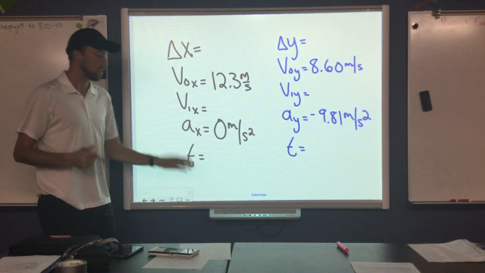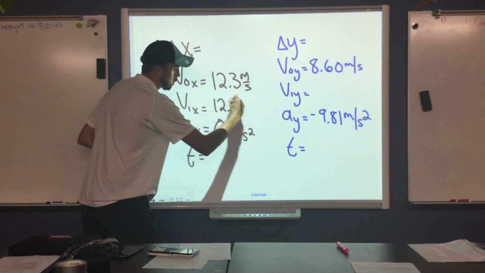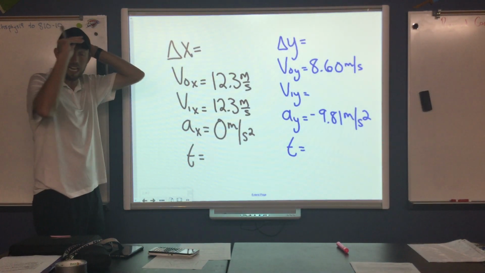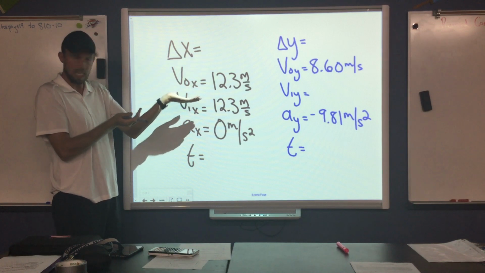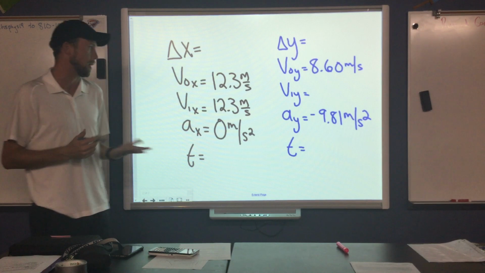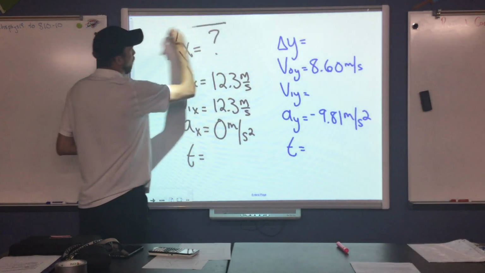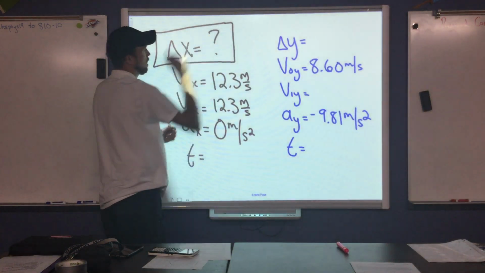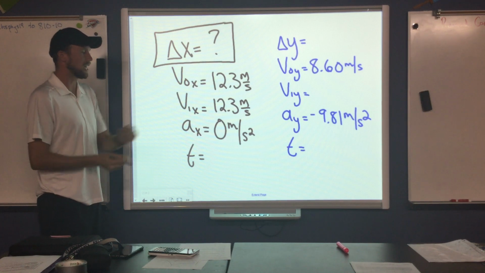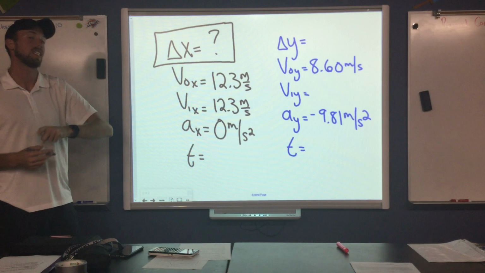Now, because our acceleration in the x direction is 0, that means our object isn't going to speed up or slow down, aka change its velocity in the x direction. So we can pretty much assume our velocity the whole time in the horizontal direction is 12.3. So we want to find delta x, how far away our friend is standing. But we actually don't know enough information. Even though it kind of looks like we do in the x direction, we actually need time to be able to get to our final answer.